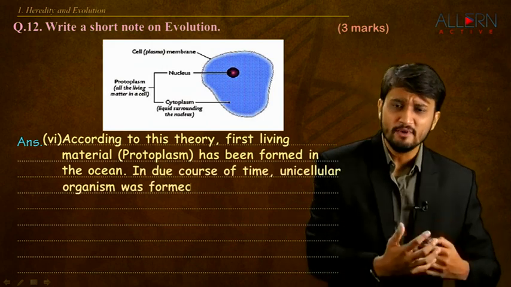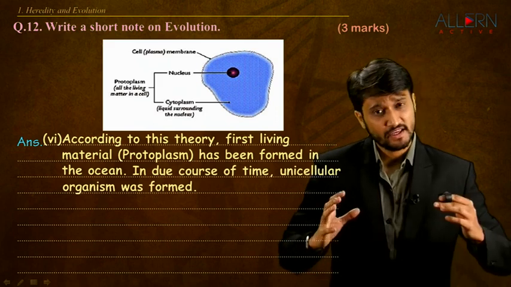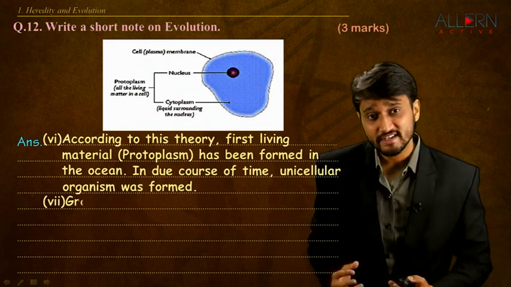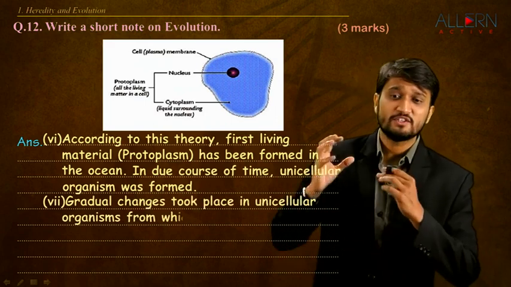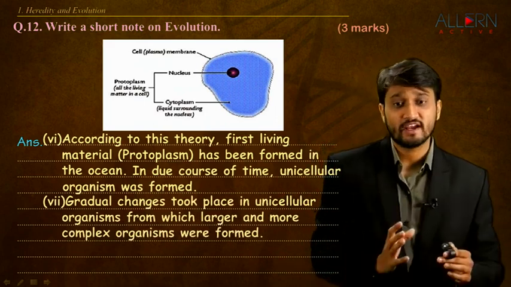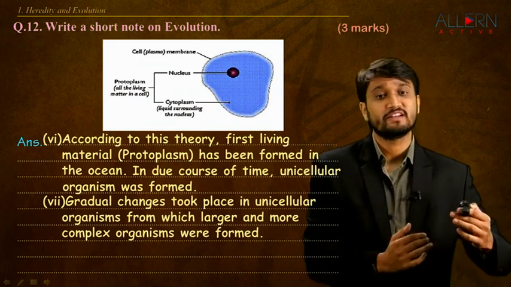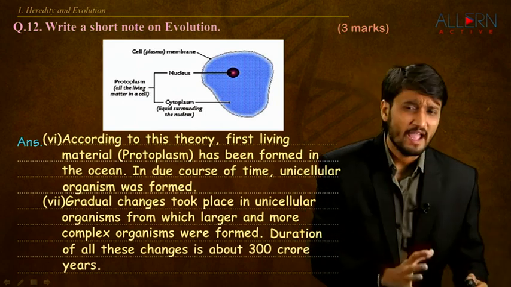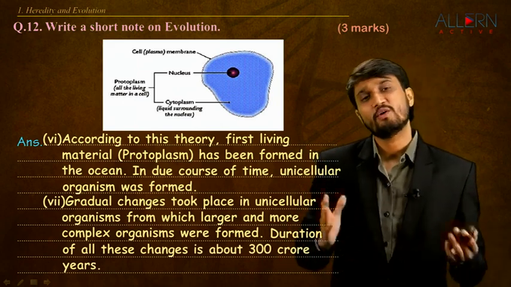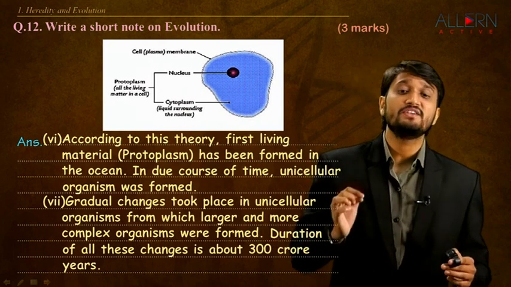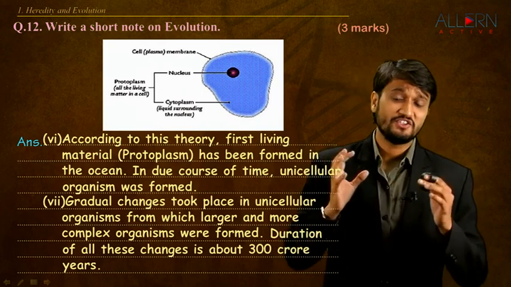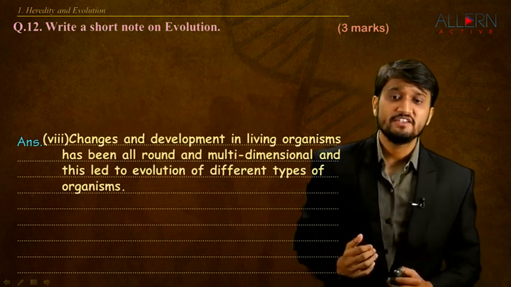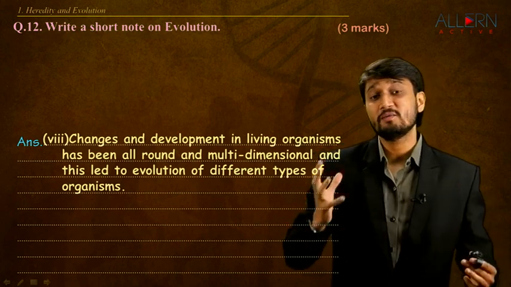And in due course of time, unicellular organisms would have formed. They eventually started becoming more and more complex. The complexity increased, they increased in size. So all these different things happened. Gradual changes basically took place in the unicellular organisms, from which larger and more complex organisms were formed. As we just discussed, the complexity kept increasing, and these changes were very slow, as we've already discussed. It took approximately 300 crore years for all these changes to happen, and that is the duration of all these changes, right?